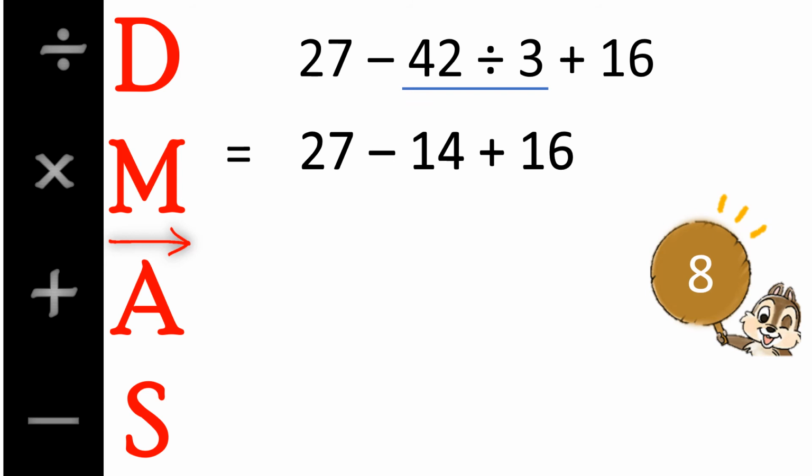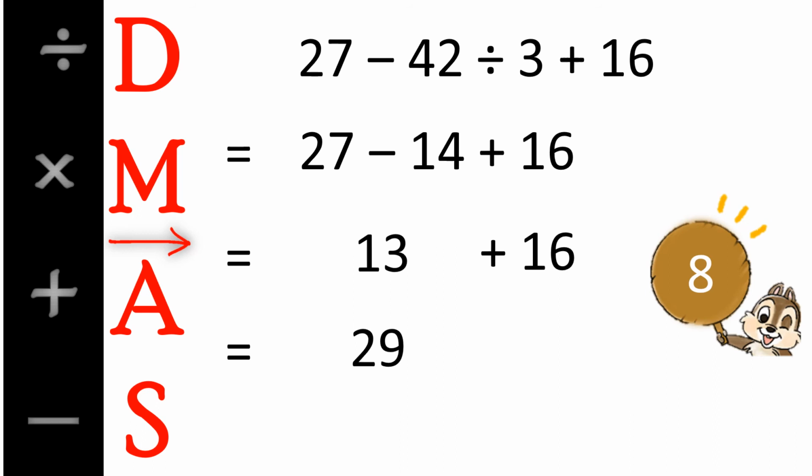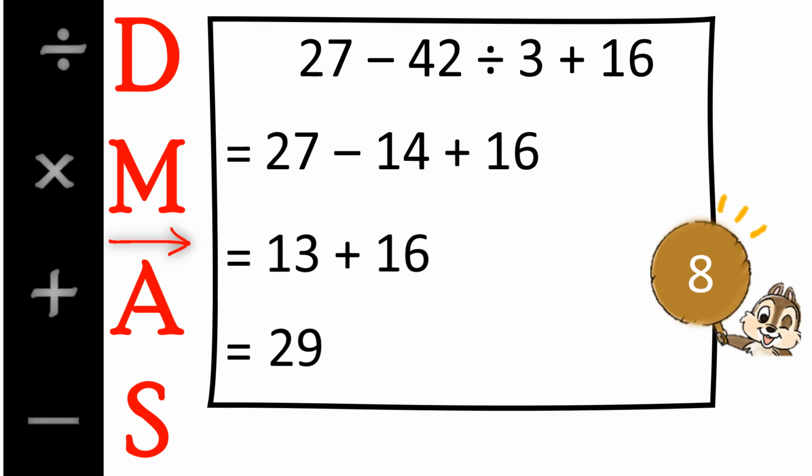While moving from left to right, carry out addition or subtraction, whichever comes first. Here we have subtraction, so do the subtraction. 27 minus 14, we get 13. So we have 13 plus 16. Now do the addition, we get 29. So 29 is the answer of this numerical expression.